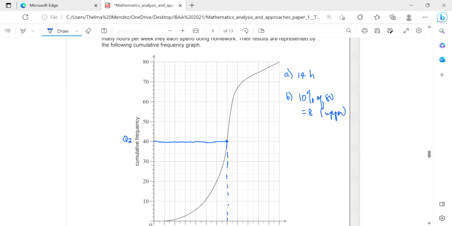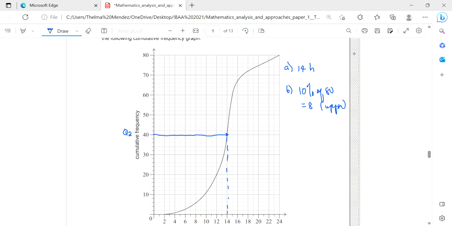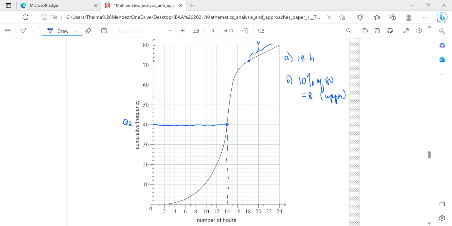So 8 students. Let's check on this. What's the interval? 2, 4, 6, 8, 10. So upper 8 students is here. This is the number of students who spend K hours, so we take a look at the intersection of that with the graph. So for our B, we have K equals 18 hours.